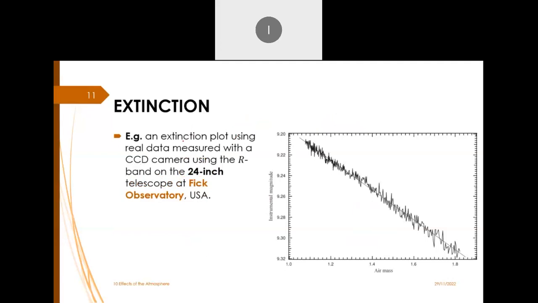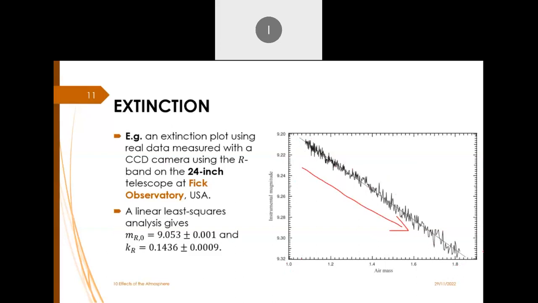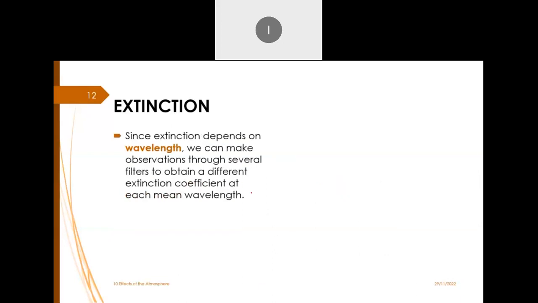Okay, so here is an example of an extinction plot, using real data measured with a CCD camera using the R band on the 24-inch telescope. So this is the extinction plot where you can see the decrement pattern here from 1 magnitude to almost 2 magnitudes. A linear least squares analysis will give you this value.